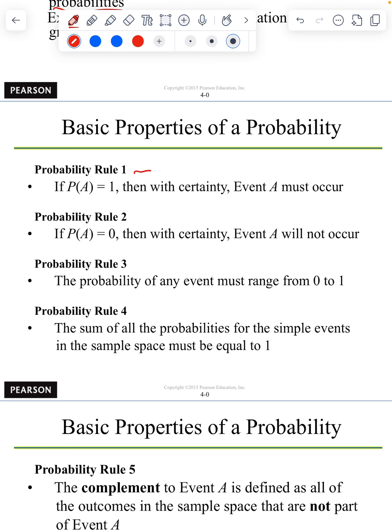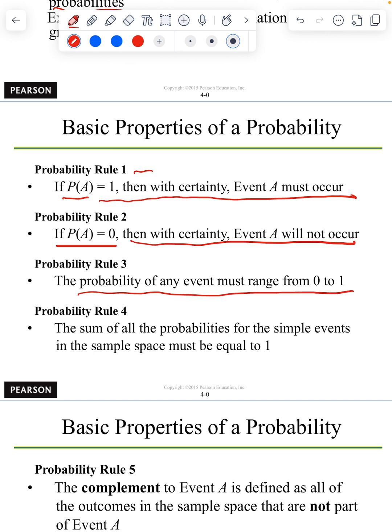For probability rule 1, if the probability of event A equals 1, then with certainty event A must occur. Probability rule 2, if the probability of event A is 0, then with certainty event A will not occur. Probability rule 3, the probability of any event must range from 0 to 1, 0 meaning it's not going to happen, 1 meaning it is going to happen. Probability rule 4, the sum of all probabilities for simple events in a sample space must be equal to 1.